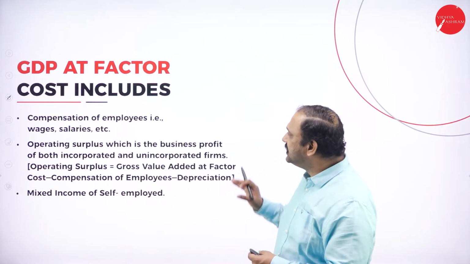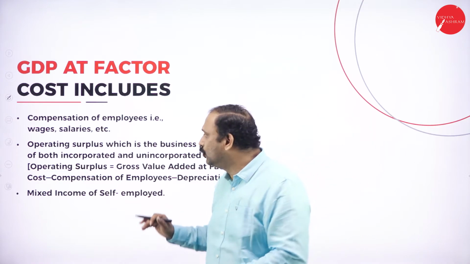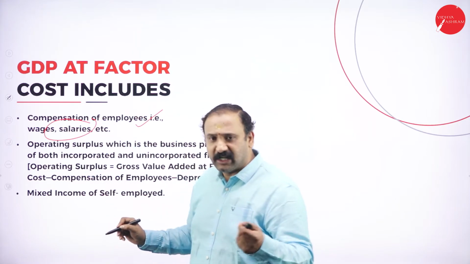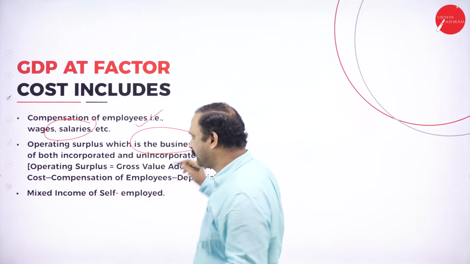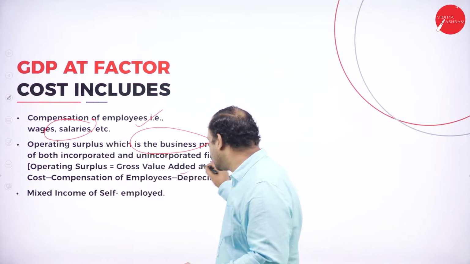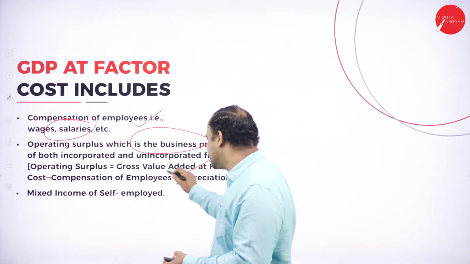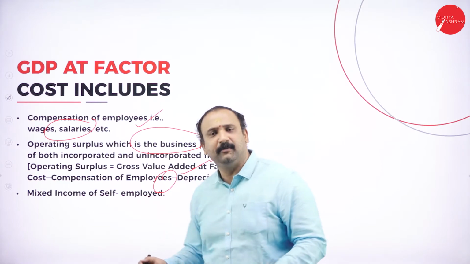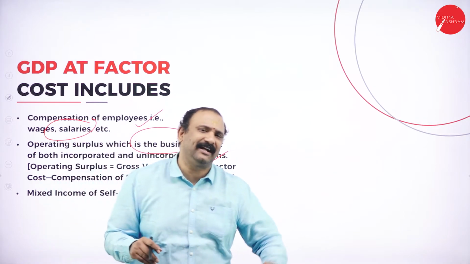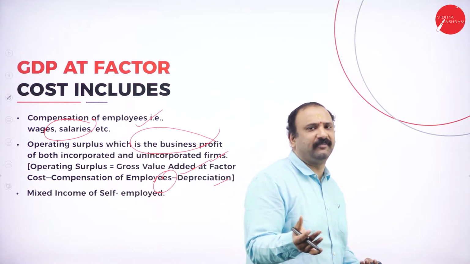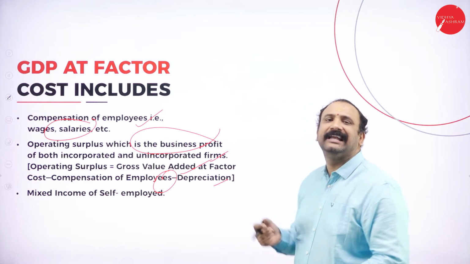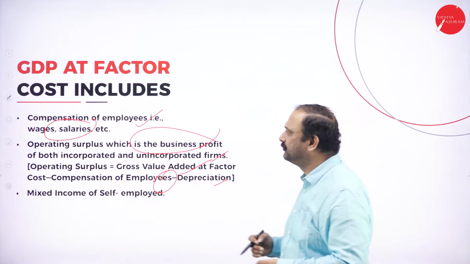Now, followed by that, GDP at factor cost also includes compensation of the employees, definitely, which includes wages and salaries. Now, operating surplus, which is the business profit of both the incorporated and unincorporated firms. We also talk about gross value added at factor cost, compensation of the employees, depreciation, mixed income of the self-employed. So when you look into it, you will be able to understand there are several factors that are included. It is not just one value. You will see that these are all continuously added, continuously put in terms of the factor cost.